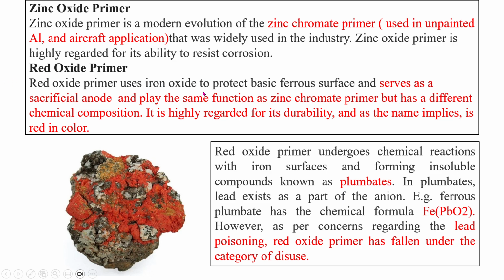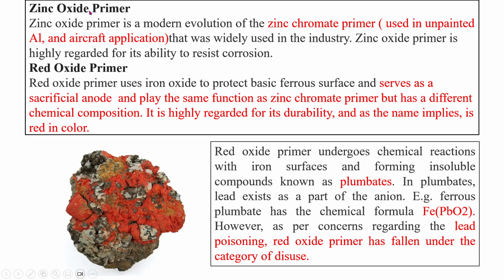Red oxide consists of iron oxide to protect basic ferrous surfaces. Iron oxide is also a more reactive material than pure iron, so it will corrode first. It will not allow the ferrous surface to corrode. So it serves as a sacrificial anode and plays the same function as zinc chromate. Zinc chromate is also a reactive material, so it will corrode fast. It is also a primer, but has a different chemical composition. Red oxide has a different composition.